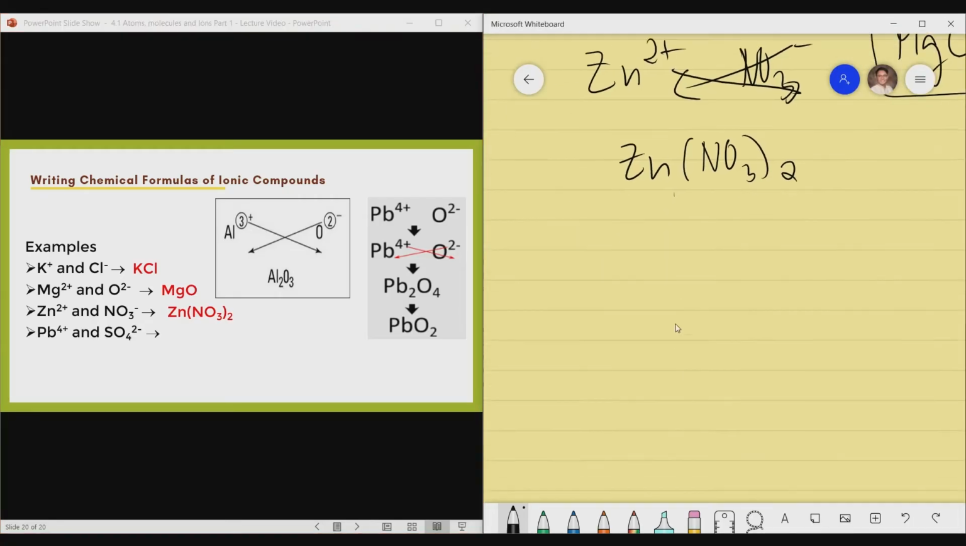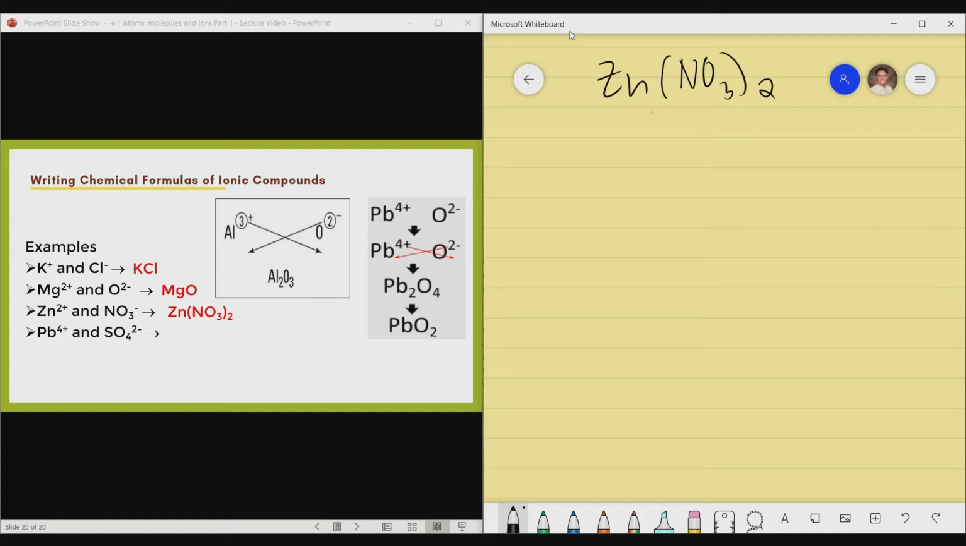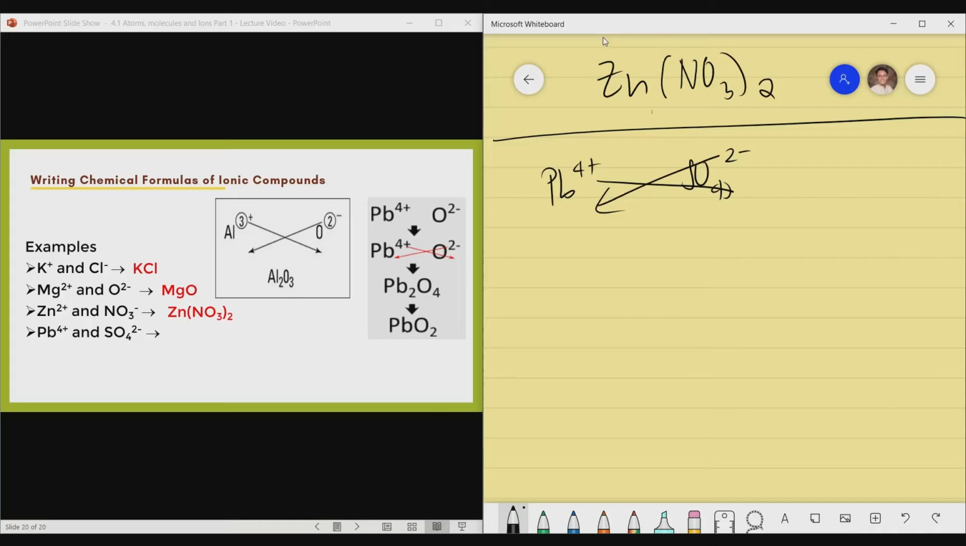Then, another example. Sige, para mas lalo pang ma-practice, this is Pb4 plus and then SO4 2 negative. Same lang ito. Magiging Pb2. And then SO4 is polyatomic. Grupo yan ulit. And then 4, ang mapupunta sa subscript. It looks like hindi pa siya final answer kasi yung mga subscript pwedeng ma-lowest term. So, this will be Pb SO4 2.